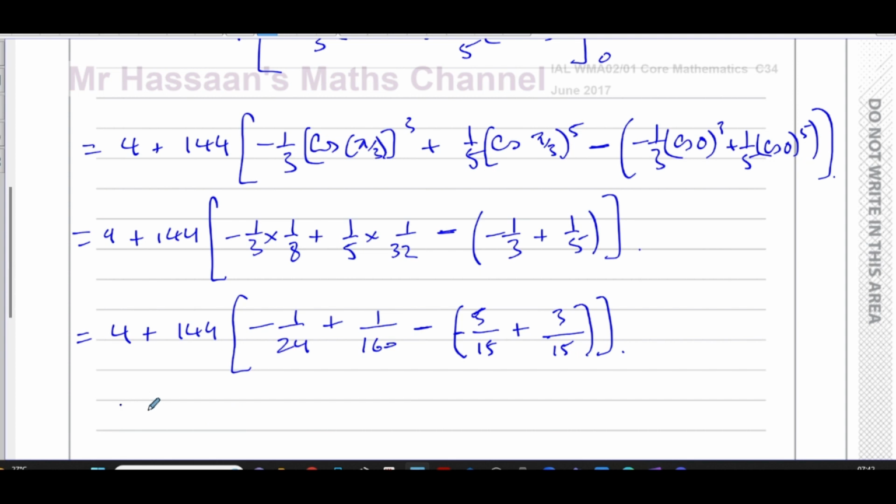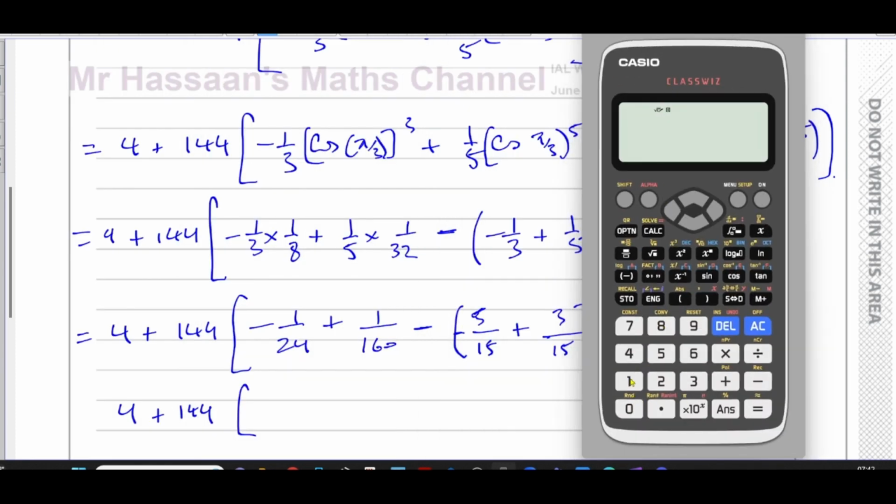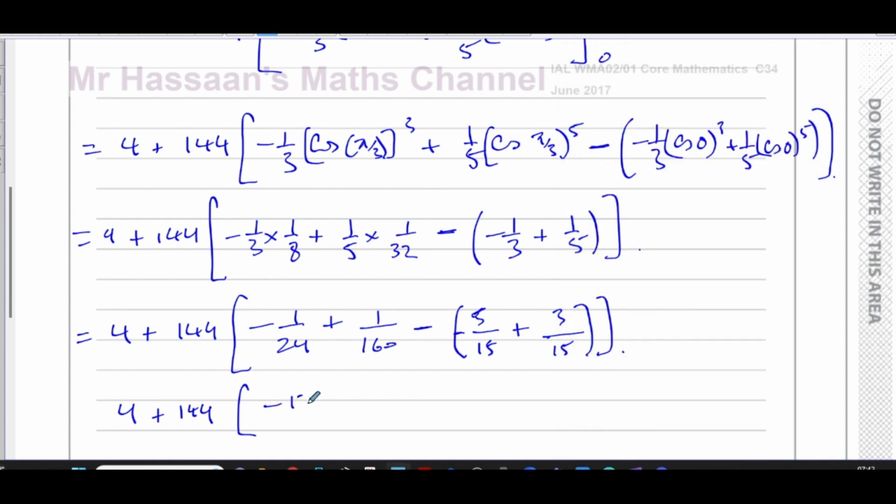Okay, so now we have 4 plus 144 times. Now we have to add these together, so I'll just use a calculator for this now. So you have 1 over 160 minus 1 over 24. That gives you minus 17 over 480. Minus, and this is going to give you minus 5 over 15 plus 3 over 15, that's minus 2 over 15. So it's minus, so it's plus 2 over 15.